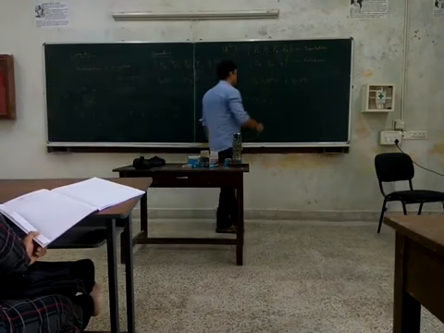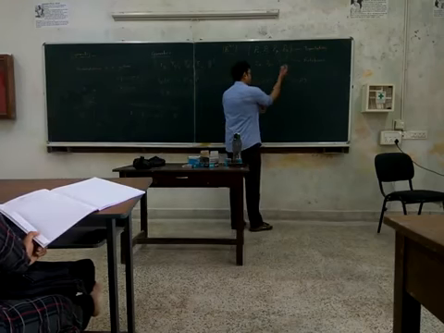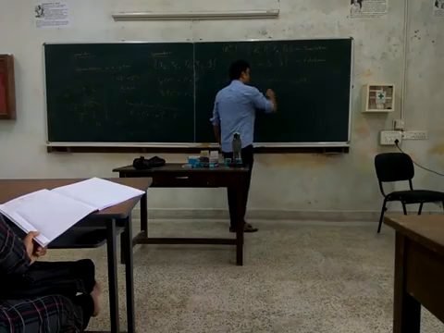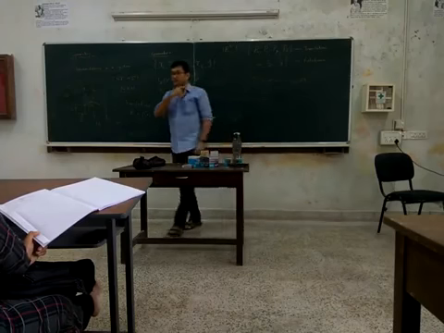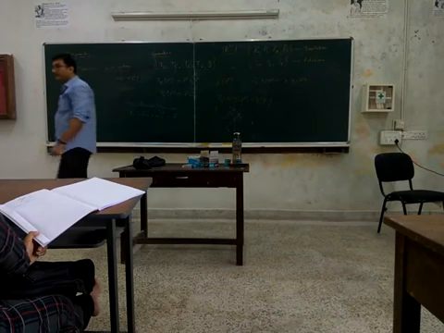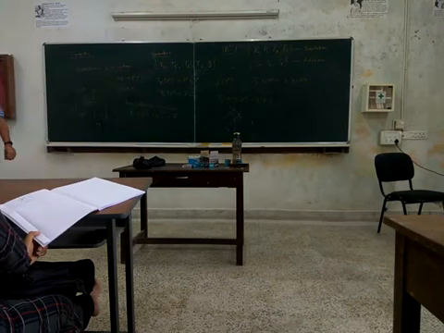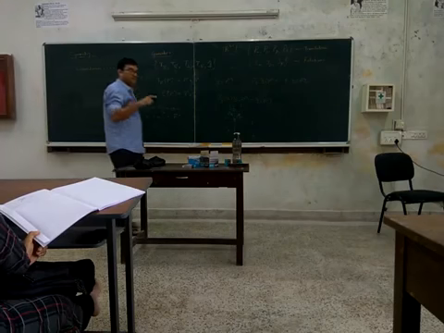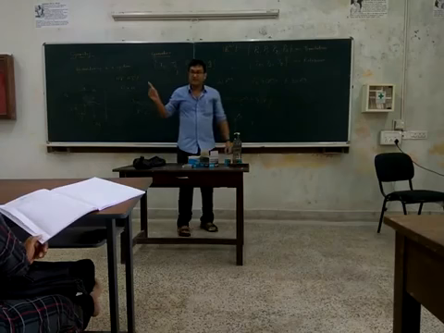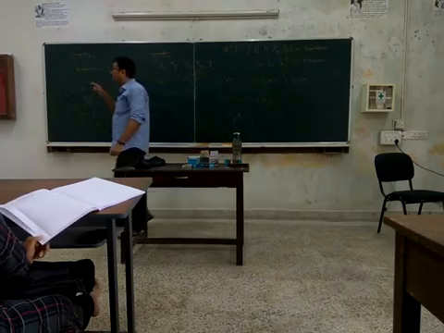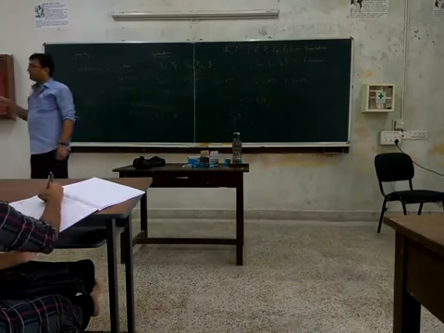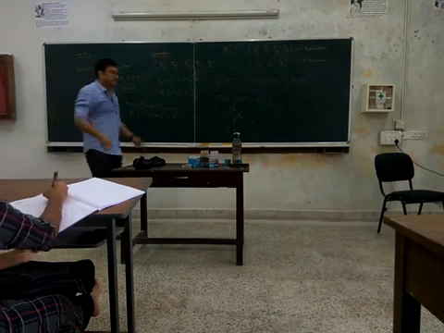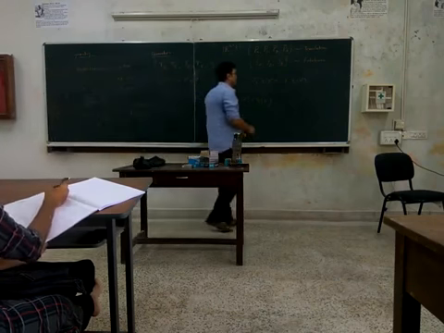Now, in this case, what sort of lambda can you have? What will be the form of the lambda? It will be some sort of a phase, right? e to the i theta. Okay?